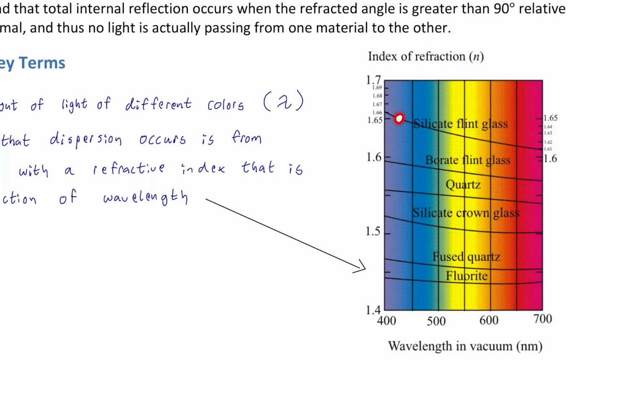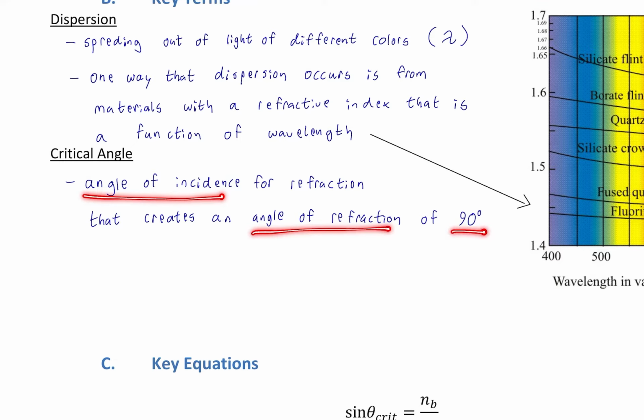It is the angle of incidence for refraction, so it is a case of refraction, that creates an angle of refraction of 90 degrees. So you have an angle of incidence that leads to an angle of refraction of 90 degrees. And if the angle of refraction is 90 degrees, where has the refracted ray actually gone? Well, it's just now running along, in a planar case, the interface between the two materials or between the two mediums. All right? So this type of refraction at or above the critical angle leads to what is known as total internal reflection.